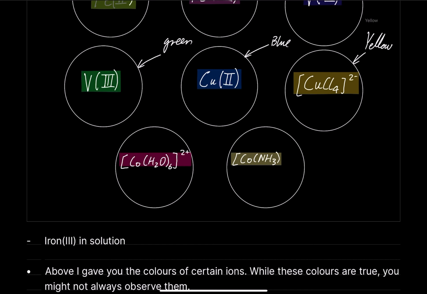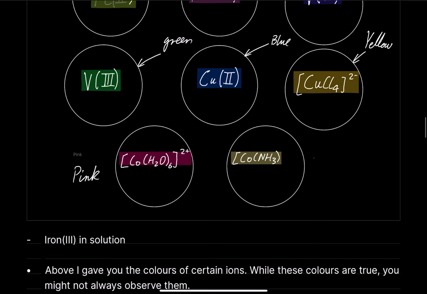Cobalt 2 hexaaqua is a pink color. And cobalt 2 hexaamine is a straw yellow. Call it a straw yellow color, right?